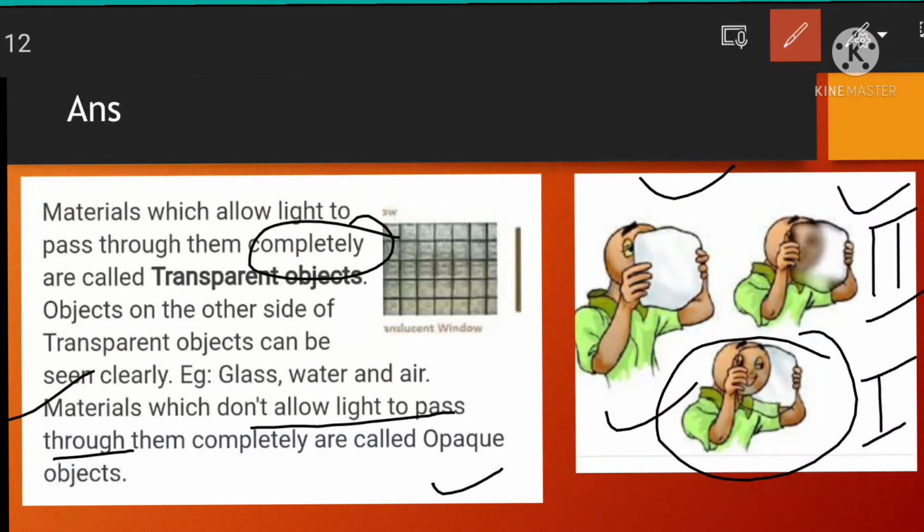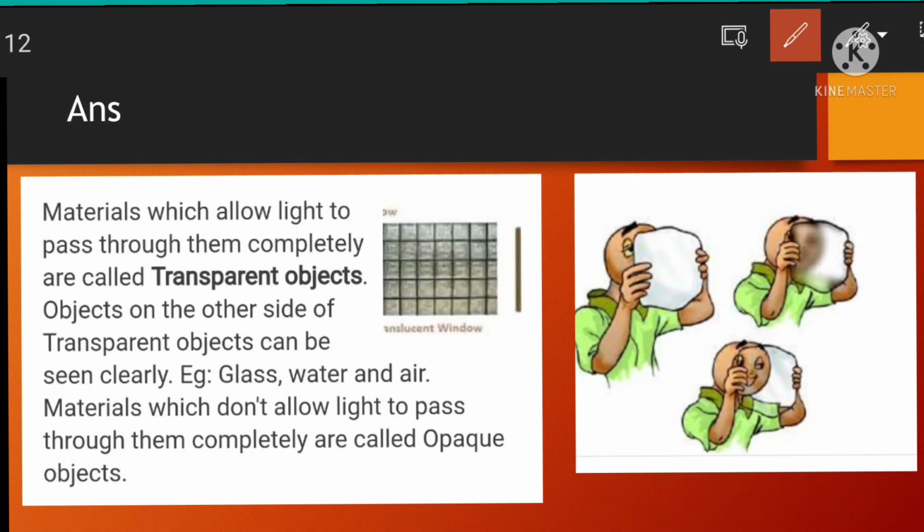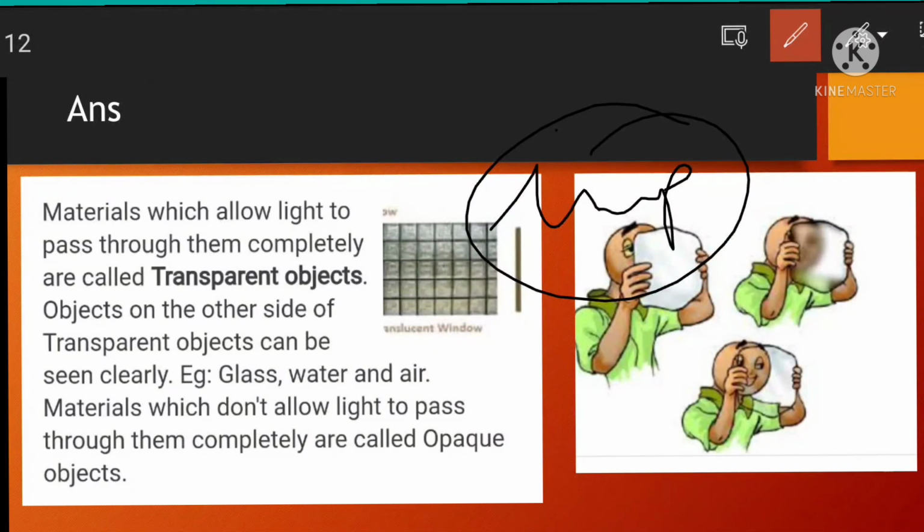So when light completely passes through it, it is transparent. When light can pass but only partially, a little bit, it is translucent. Whereas when light cannot pass through it, it is opaque. These are some very important questions of your chapter, sorting materials into groups. I hope you understood it well.